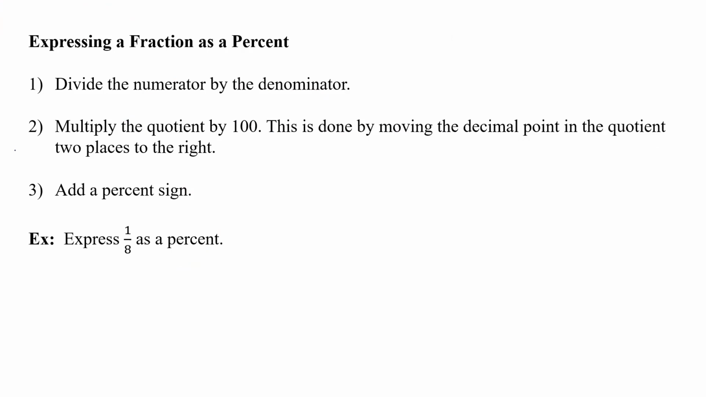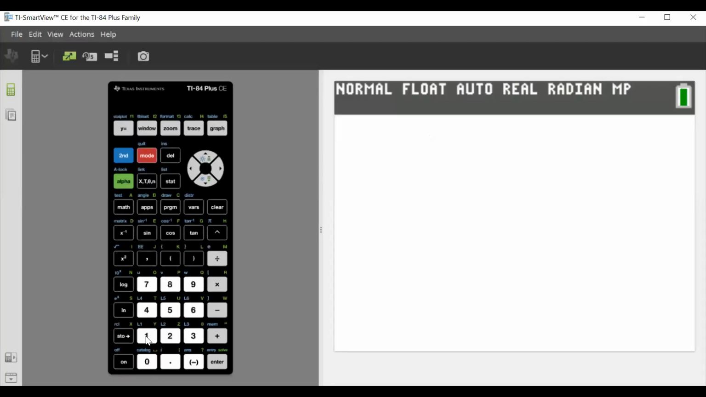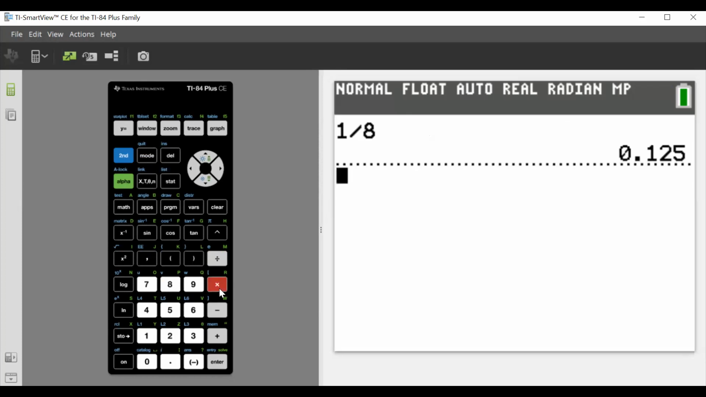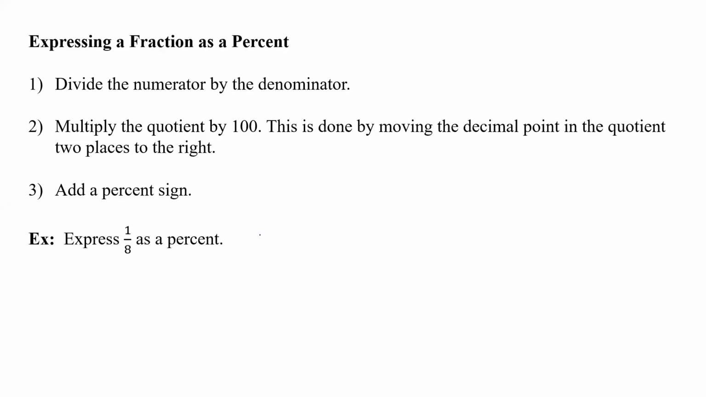So if we need to use a calculator, we need to express 1/8 as a percent. So let's go over here and we're going to take 1 divided by 8. And that's going to give us that. Now, to make this a percent, we're going to move the decimal two places to the right. So that becomes 12.5%. Or if we forget, we just multiply by 100, and that gives us 12.5 as well. So in either case, we have 12.5% after we divide.